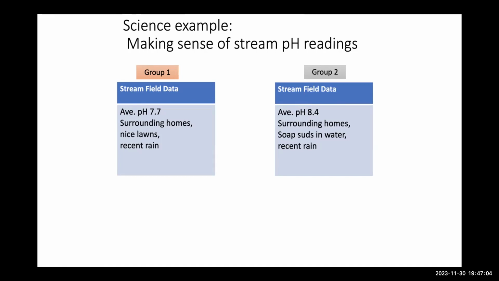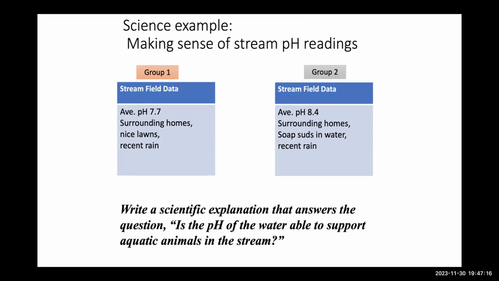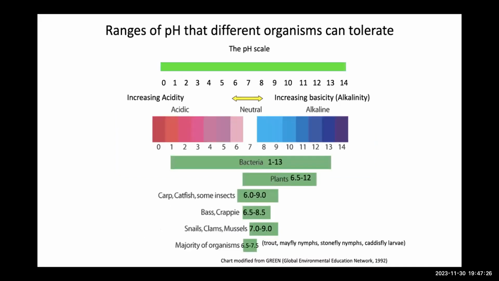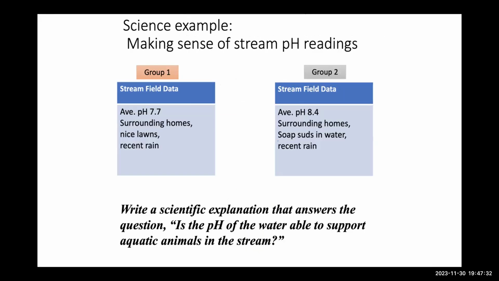So what I'm going to ask Björn is to put you in breakout rooms, and using this will be helpful. I'm going to ask you to write a scientific explanation that answers the question: is the pH of the water able to support aquatic animals in the stream? This is going to be very helpful, and then also, obviously, this data.